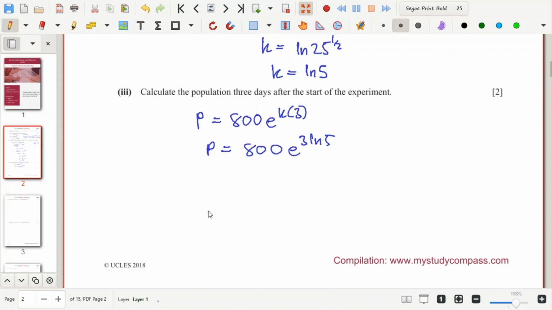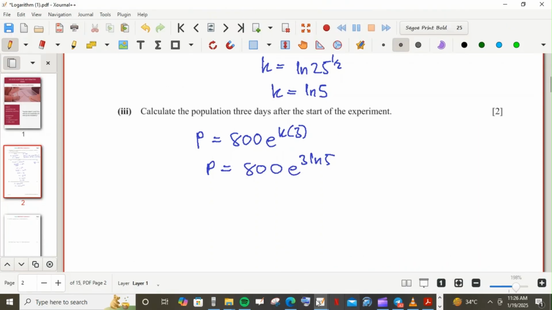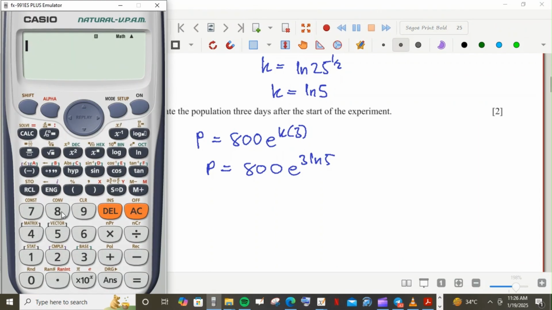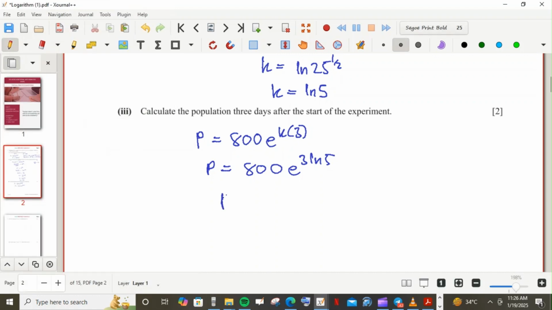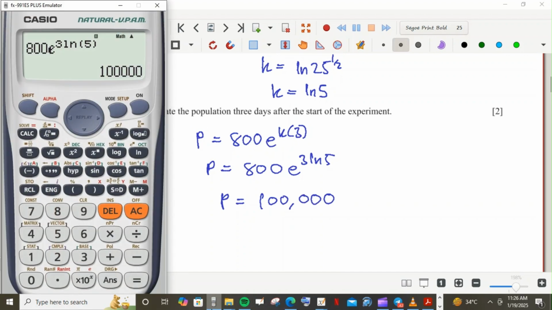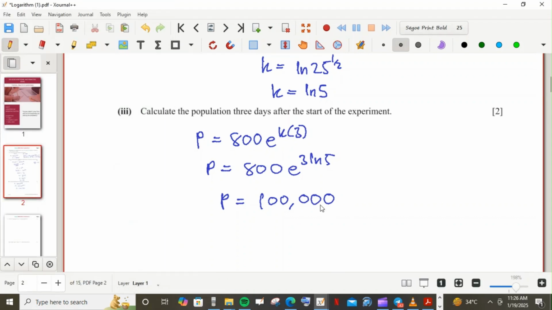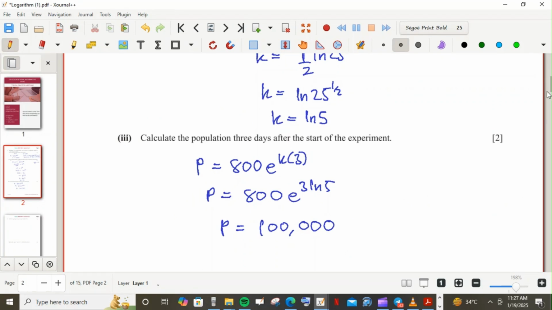So this is the same as, let's take our calculator and calculate and see. 800 e to the power 3 ln 5. Okay, I'm getting 100,000. So I'm getting p to be 100,000. Let me cross check to be sure. Yeah, it's 100,000. Simple, right?